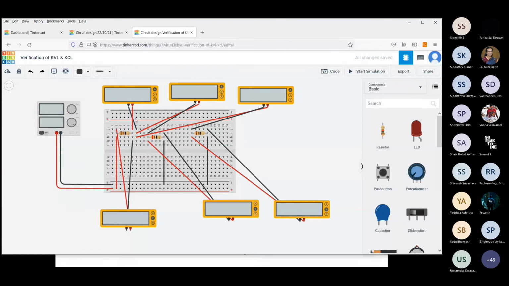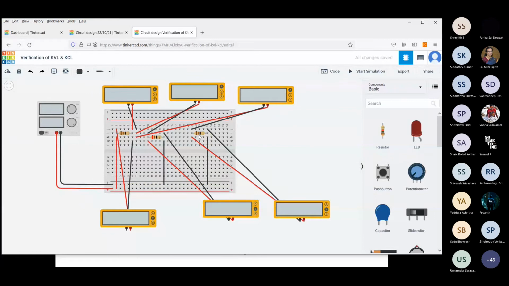Follow the cursor, whatever I'm showing. Then from here, the positive of the second ammeter and the negative of the ammeter is connected to another resistor. The second resistor is connected to negative. Done. So this part is over.